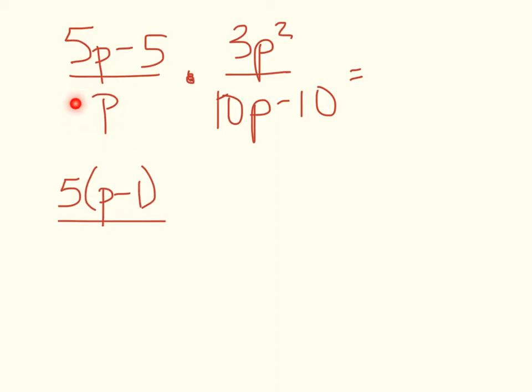Next, I'm going to look at this denominator. This denominator is just p. There's nothing to factor. Carry my multiplication sign. 3p squared, there's nothing to factor. It's just 3p squared. And then I look at this denominator. It looks like there's a GCF of 10, so I'm going to pull that 10 out.